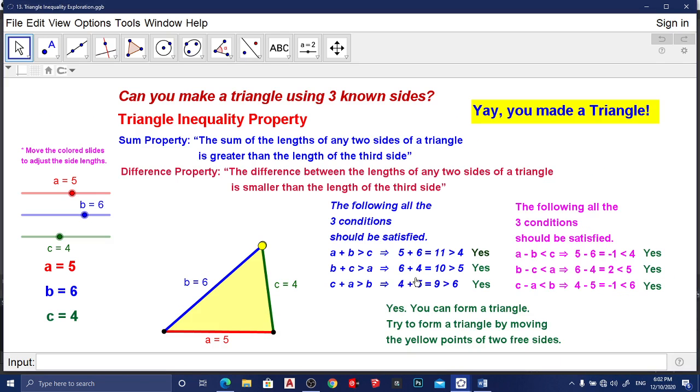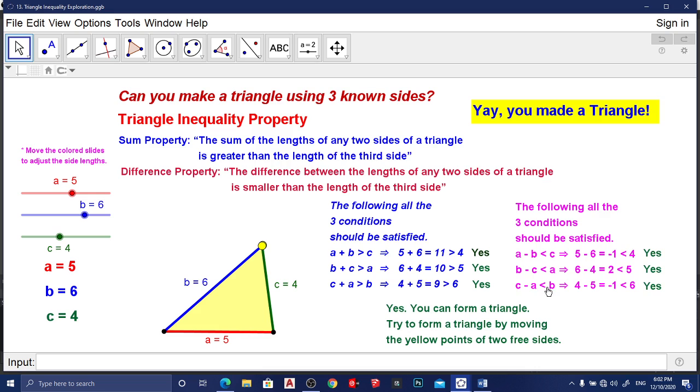So if I see here, here also you can see the same. Here I have taken A, B, C values as 5, 6 and 4 in this triangle. If you take A and B as 5 and 6, 5 minus 6 is minus 1, which is less than 4. So yes, this condition is satisfied. If you take B and C, B minus C is less than A. What is the B value here? 6. C is 4. 6 minus 4 is 2, which is less than the third side, 5. So this is also satisfied.